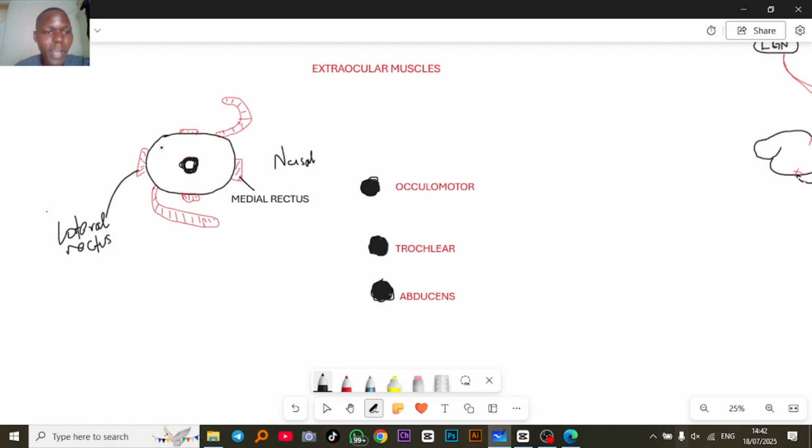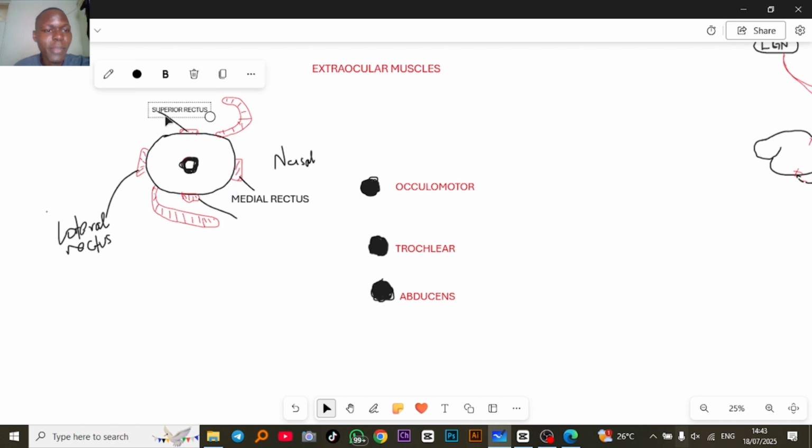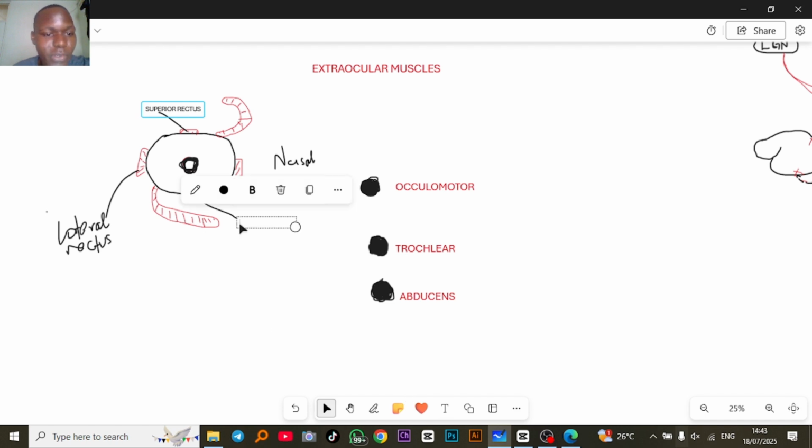And then we have one which is up and down. So this will be called superior rectus. This will be called inferior rectus. So that's superior rectus. And then the one below is called the inferior rectus. As simple as that.